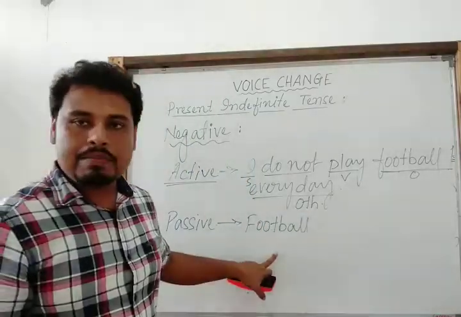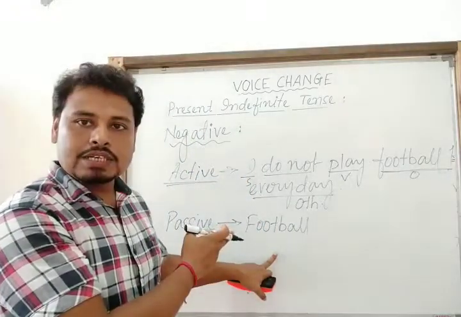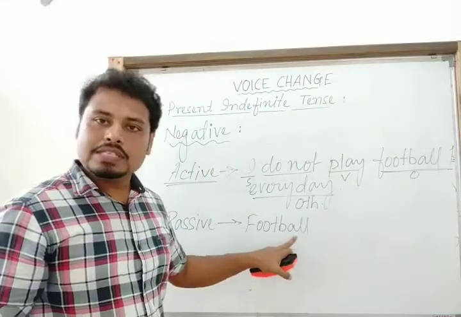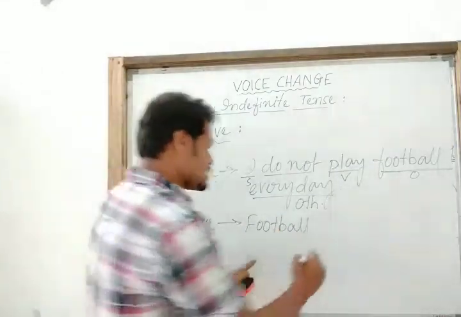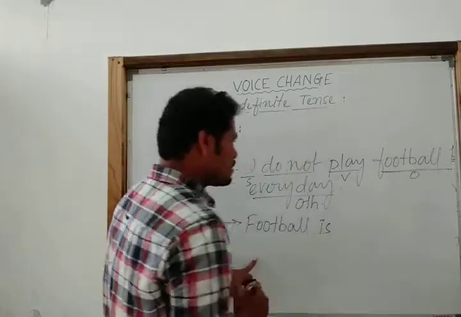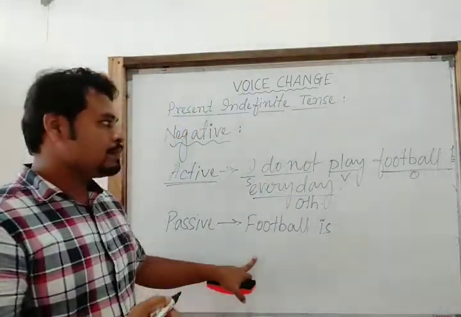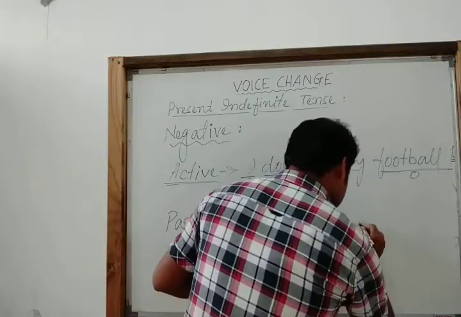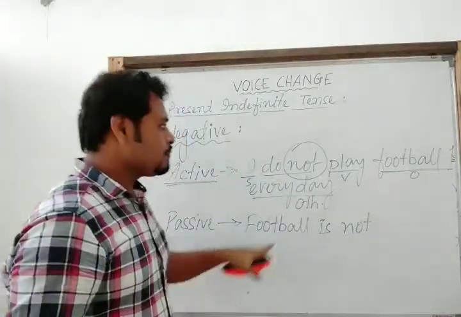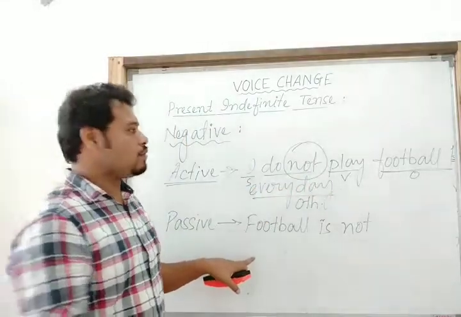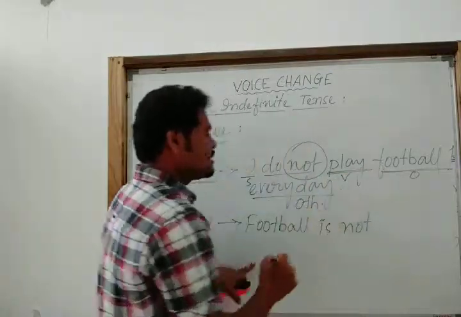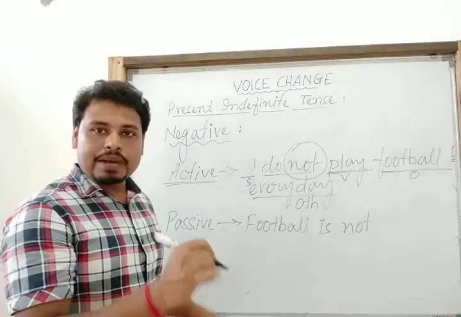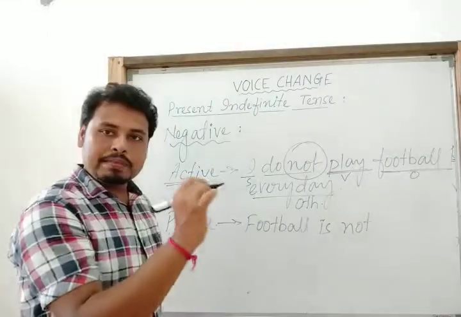Then we have remembered that after this we have to use the be verb. Football, third person, singular number. So it would be is. Then what we have to use? That particular not. This not is here, is not. Then the third form of the verb. What is the verb in the active sentence? This is play. So what would be the third form? Play, played, played. So it should be played.